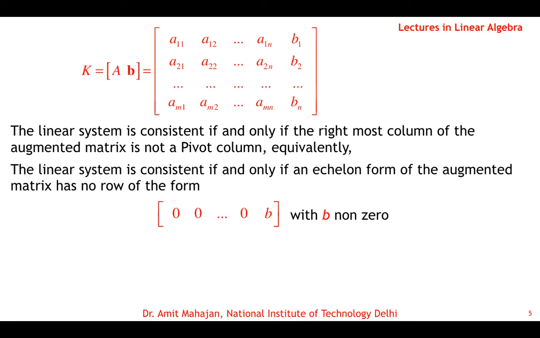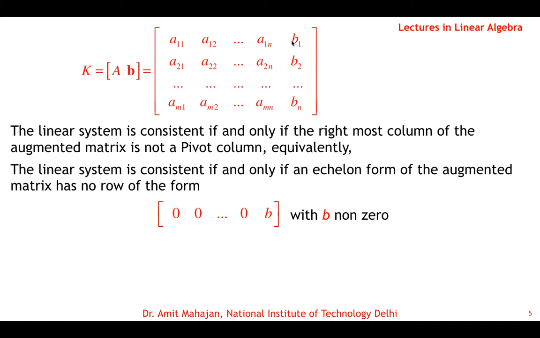Or equivalently we can say that the linear system is consistent if and only if an equivalent form of the augmented matrix has no row of the form 0 0 and so on 0 equal to b, with b a non-zero number. These two statements are the same, because if you get a row of this form, it simply means that the leading element of this row is the last element, so that last column will be the pivot column. Both these statements are equivalent.